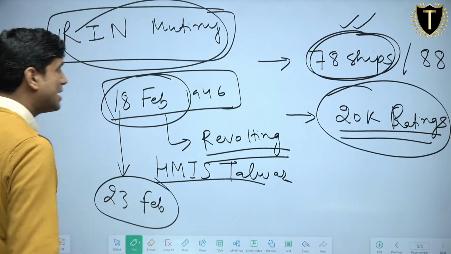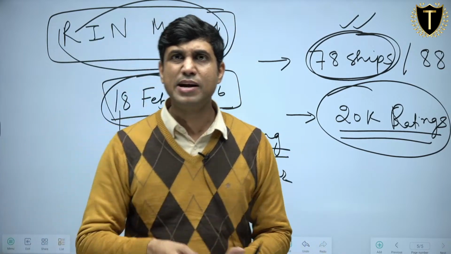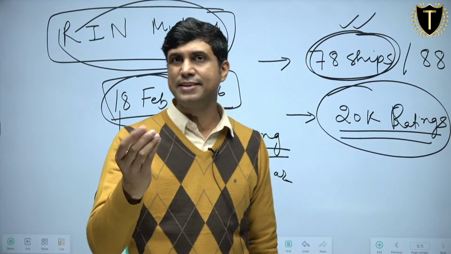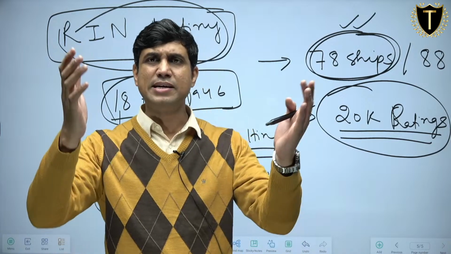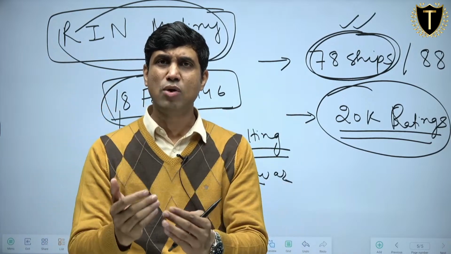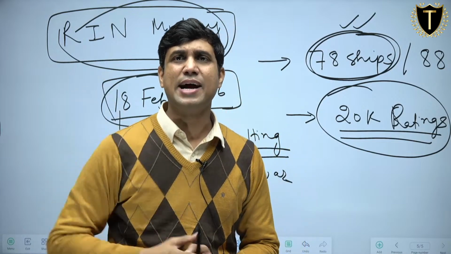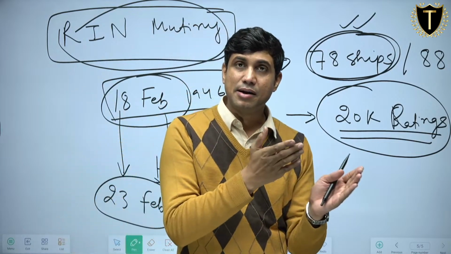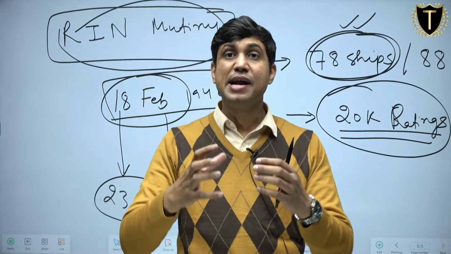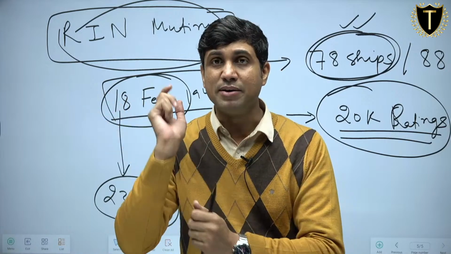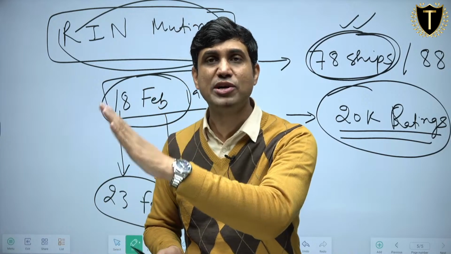what happened was that these naval ratings went to the Congress leadership. They went to Vallabhbhai Patel, they went to Gandhiji, they went to Asaf Ali, and they requested them to lead our movement, lead our mutiny. We want to join you people. We want to lead a struggle under your guidance. But see, this is 1946. Congress at this point of time was negotiating for transfer of power. So Congress people were not in favor of any mutiny at this point of time.